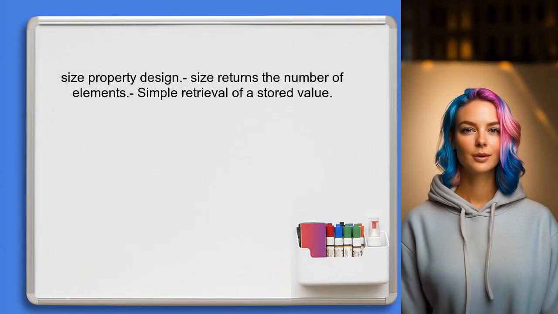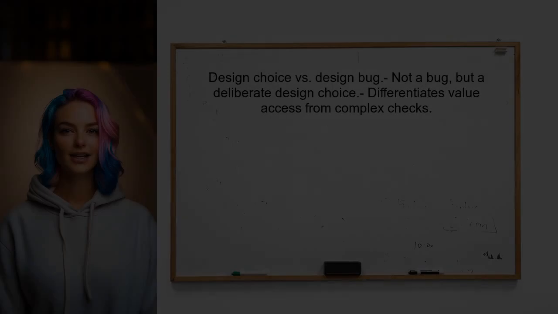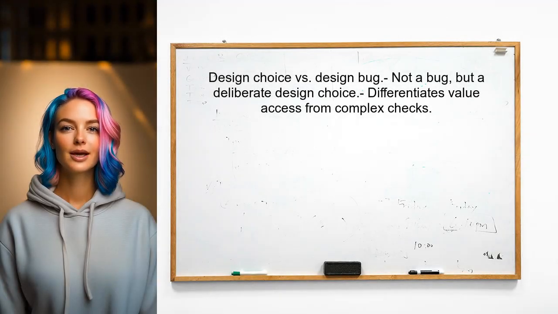On the other hand, the size property directly returns the number of elements in the collection. This is a straightforward retrieval of a stored value, which is why it is implemented as a property. The user might wonder if this is a design bug. However, it is a deliberate choice in Kotlin's design to differentiate between simple value access and more complex checks.